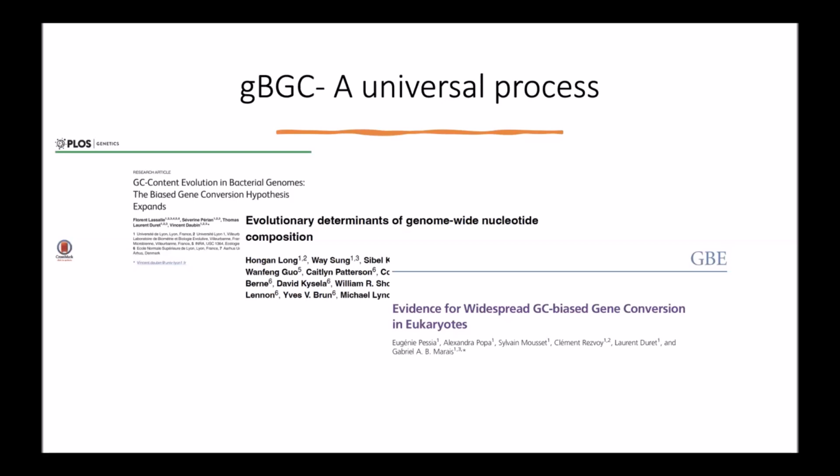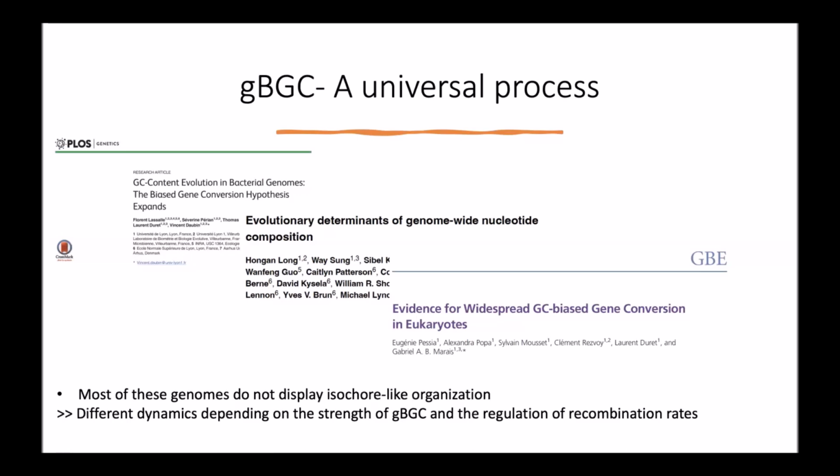And over the years, we started to collect evidence coming from bacterial genomes, unicellular eukaryotes, and multicellular eukaryotes, pointing out maybe the fact that this can be a universal process. And it's worth noting that most of these genomes showing evidence for GC-biased gene conversion were not displaying isochore-like structure. In fact, the evolution of an isochore-like organization required a couple of factors.